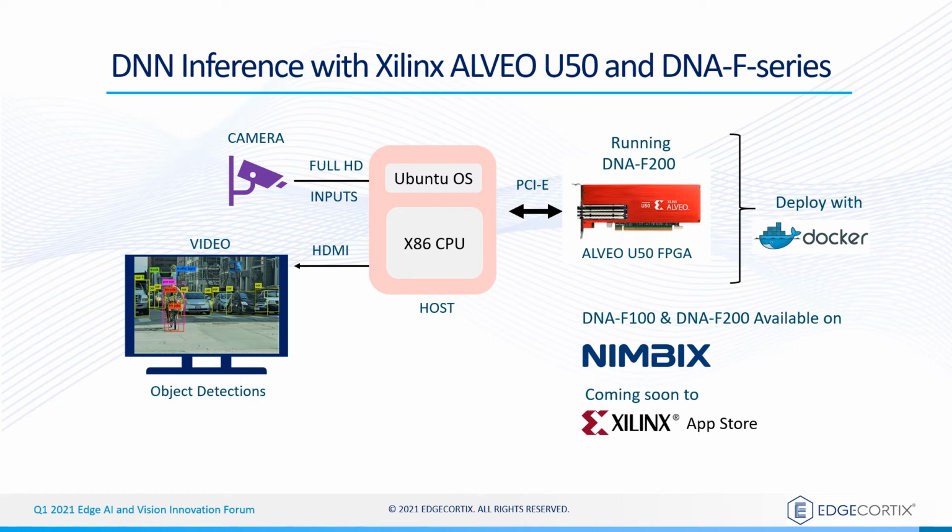The DNA-F100 and F200 AI engines are available as prepackaged Docker containers and can be easily deployed on on-premise edge servers or on FPGAs available on the Nimbix cloud. Now, let's look at 2 applications using this setup.